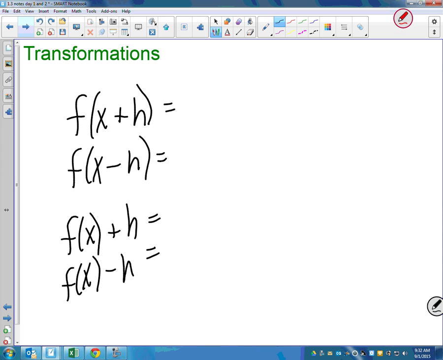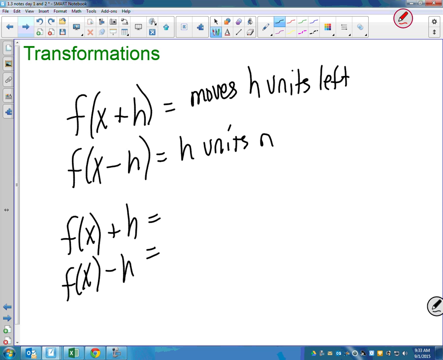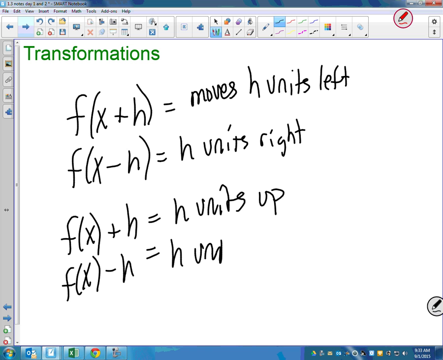So again, adding and subtracting inside is a horizontal shift. Plus actually means that it moves h units left, and this one is h units right. So this would mean inside the square, inside the cube, inside the square root, inside the absolute value, like inside the function. Whereas outside the function is a vertical shift. So this is h units up, then this is h units down.